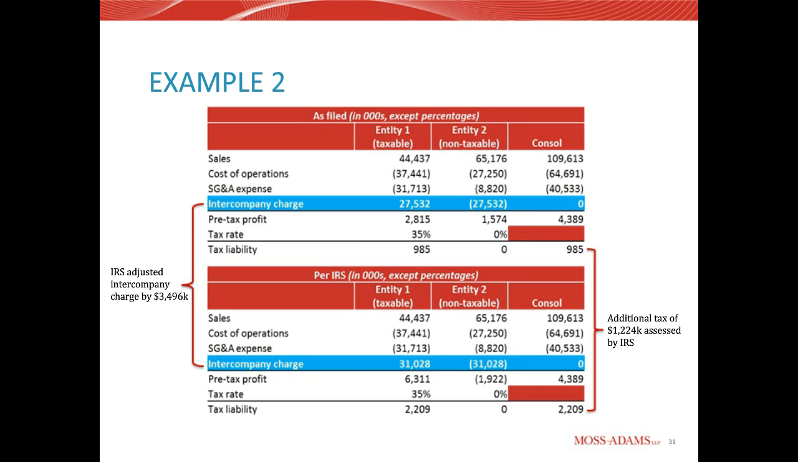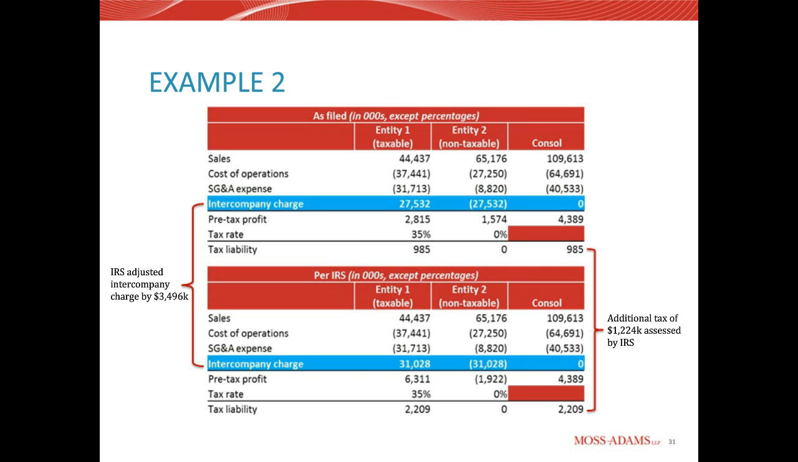Fortunately, in this example, this group kept exceptionally detailed records and calculations of the intercompany charges and was able to get a no-change conclusion to this audit. So they saved the potential tax of $1.2 million in this case.